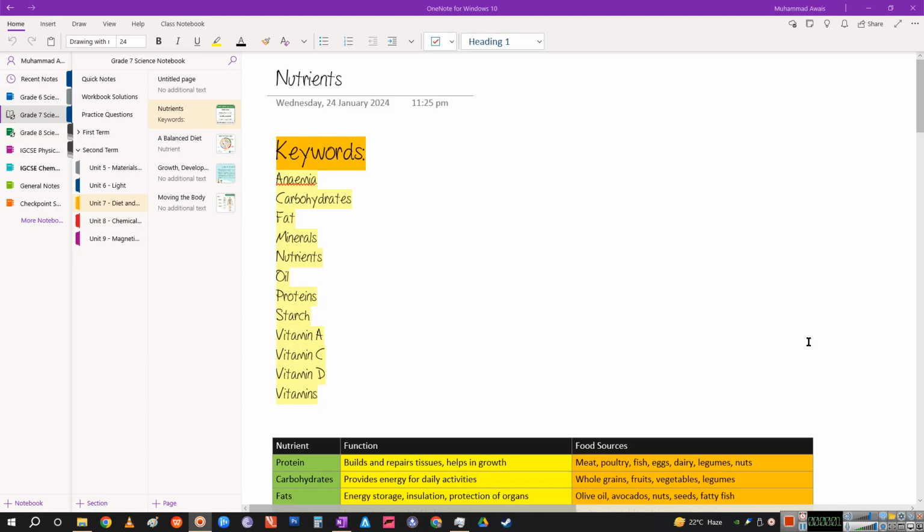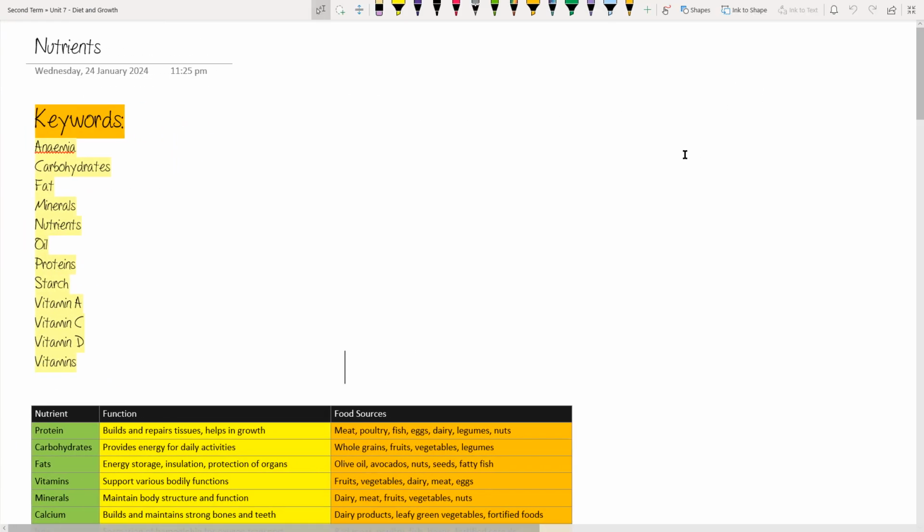Hello kids, this is a revision lesson for Unit 7, which is Diet and Nutrition for Grade 7 Science. Let's get into this. So the first topic in this is the nutrients. So what are nutrients, right?